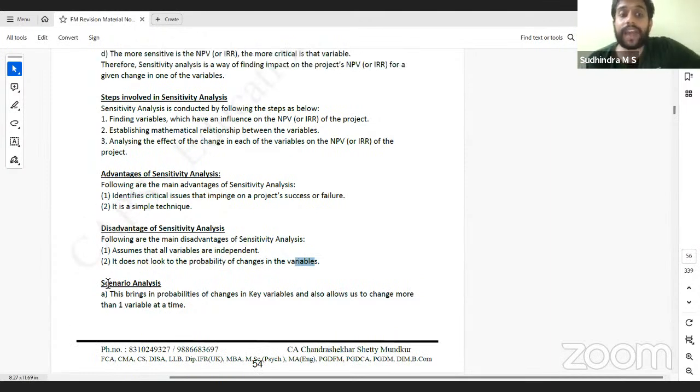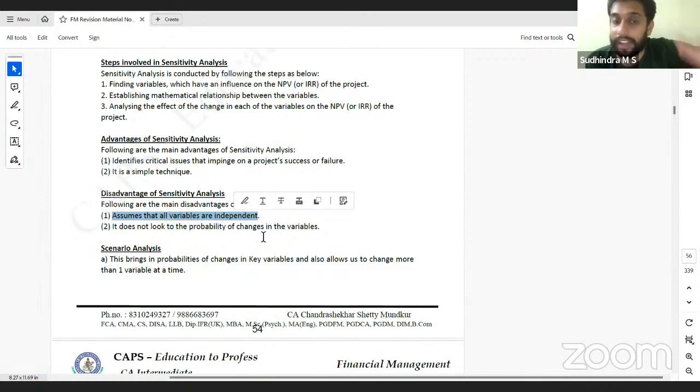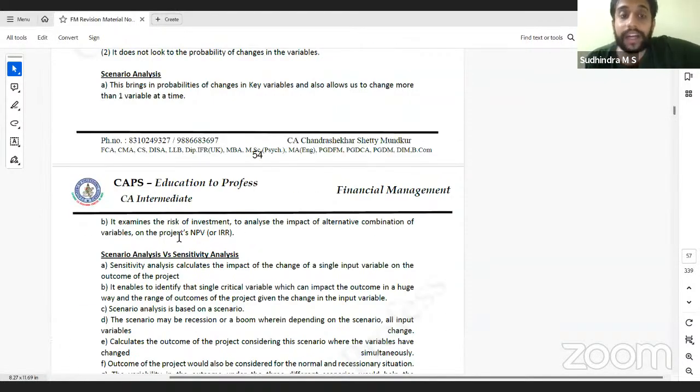However, in scenario analysis, we can change multiple variables. This brings in the probability of changes in the key variables and also allows us to change more than one variable at a time. That means the disadvantage of independence of all variables is removed here. Correct? Multiple variables can be changed at a time. It examines the risk of investment to analyze the impact of alternative combinations of variables on the project's NPV.